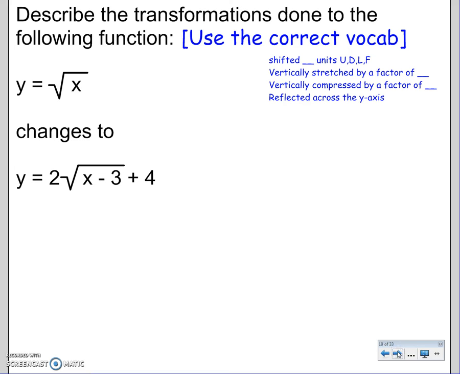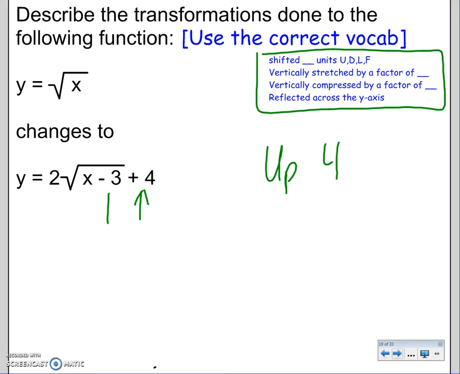All right, some more of this. Describe the transformation done. It doesn't matter what type of function it is. It doesn't matter if it's linear, quadratic, cubic, logarithmic, square root. Just talk about all the numbers and signs. So that +4 means it is shifted up 4 units. I'll just say up 4. But make sure you use the correct vocabulary.